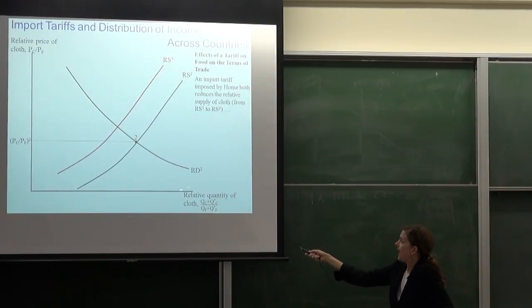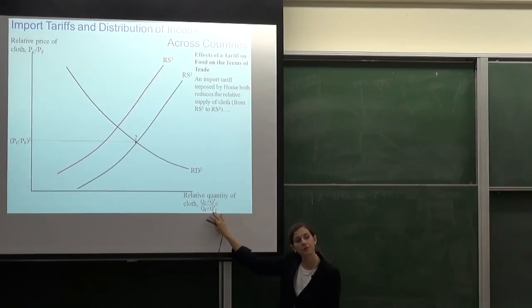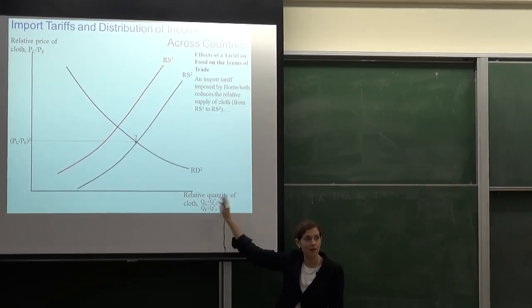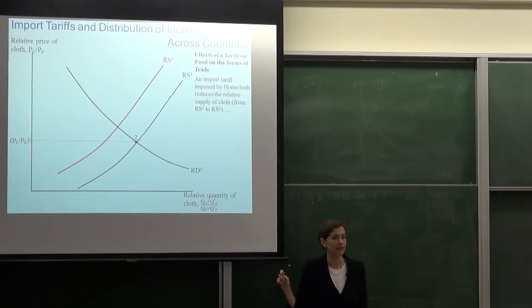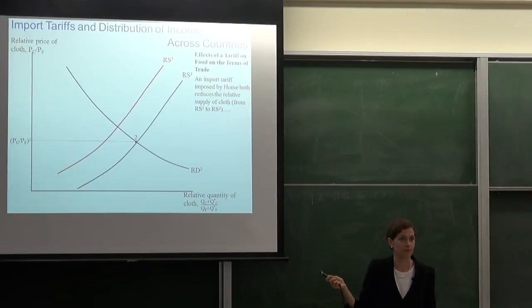You have to look carefully at the axis. So if more producers shift into rice or food and out of silk or cloth, it'll shift our relative supply curve to the left because of the way the axes are drawn. Okay. And something might also happen to the demand curve.